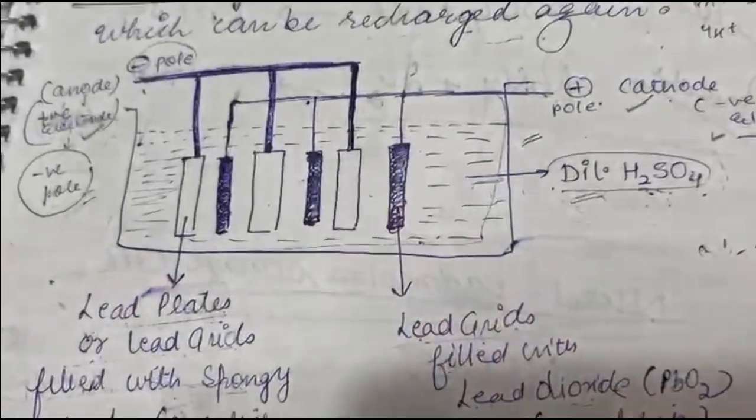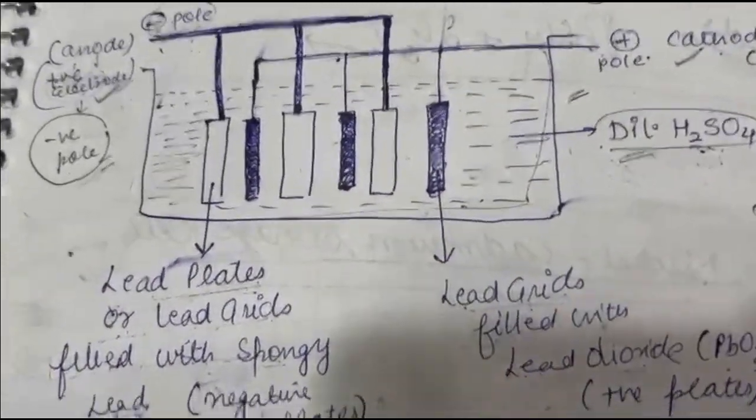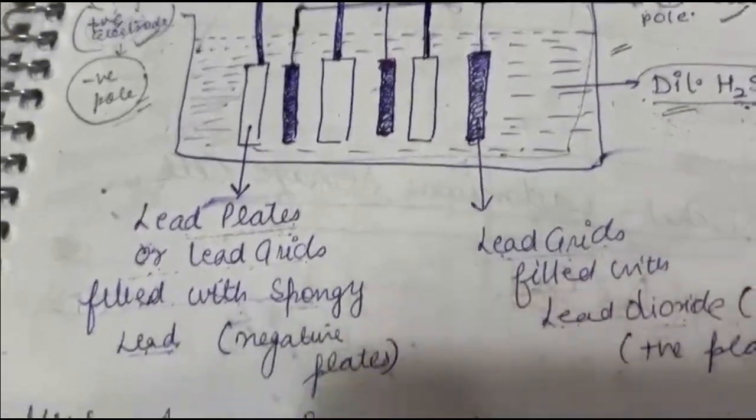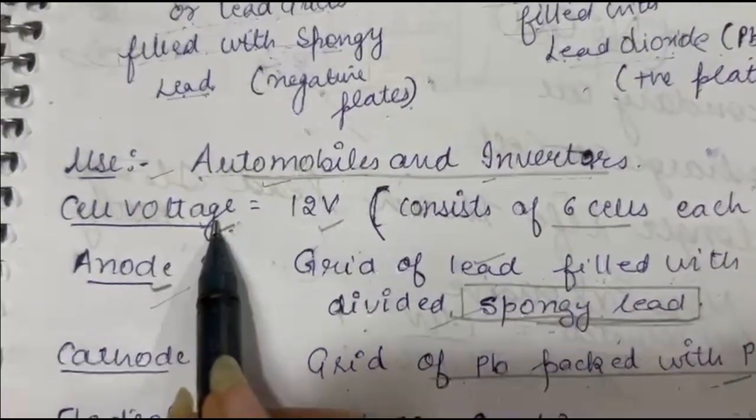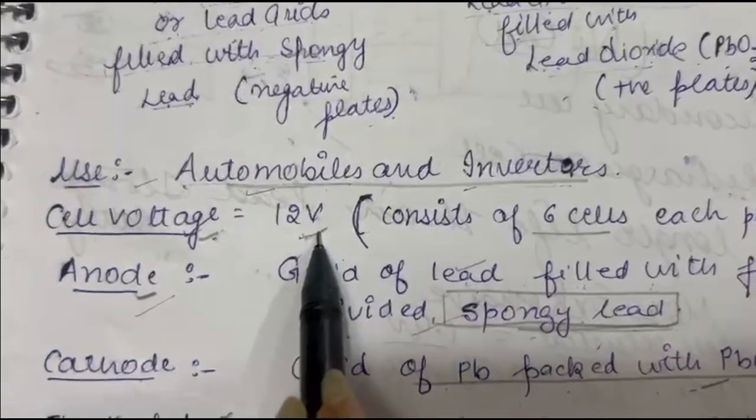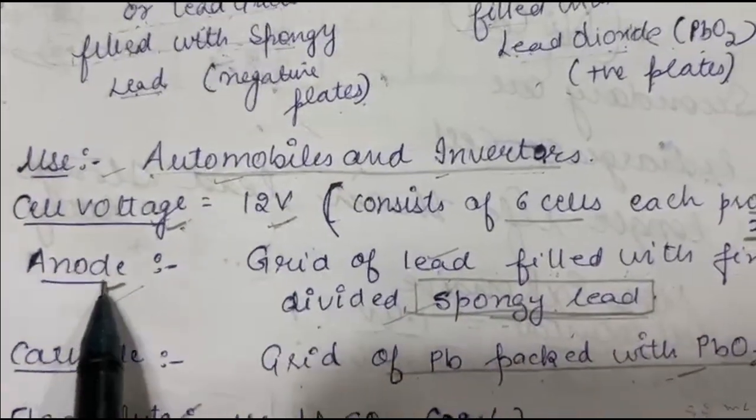Now the attempt is very important. How will you attempt this question? Firstly, you will write the use. It is used in automobiles and inverters. Second is its cell voltage. It has 12 volts.